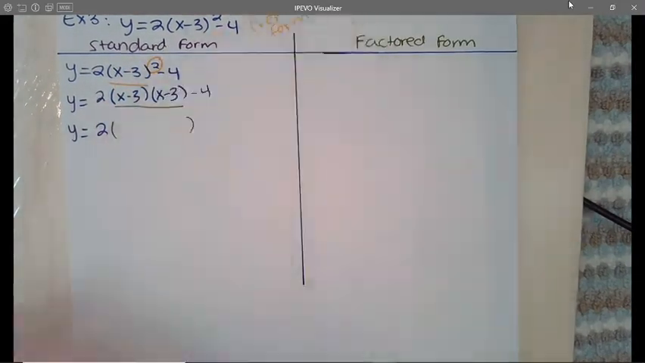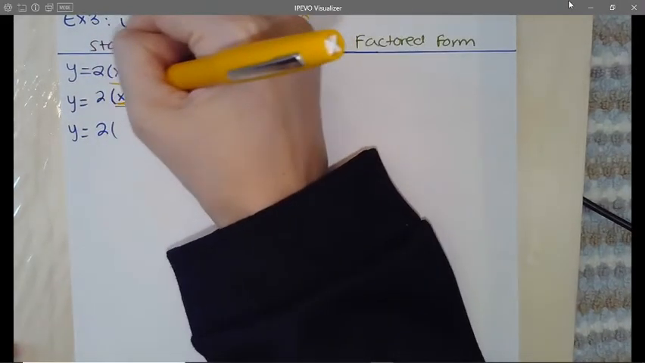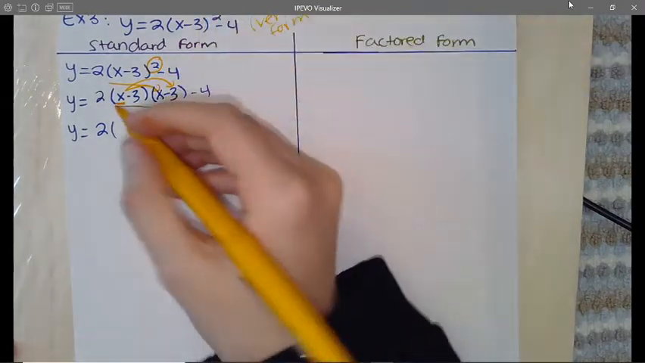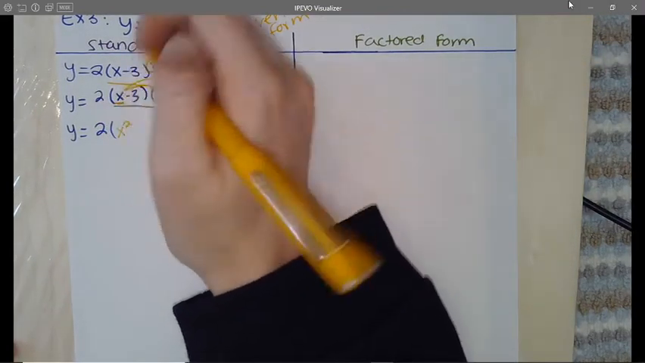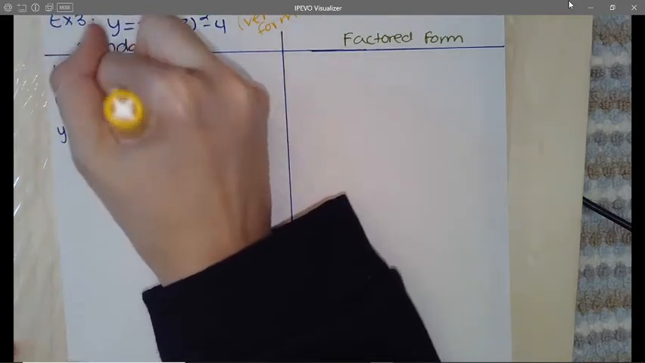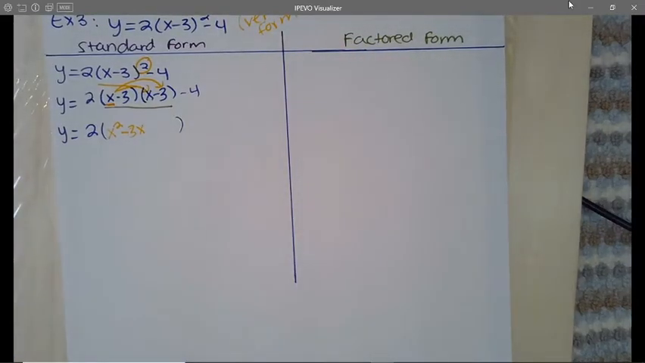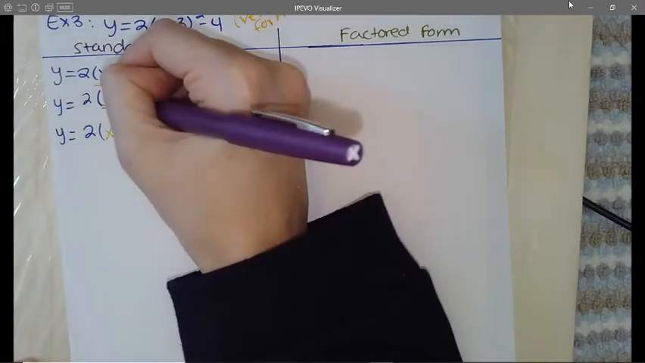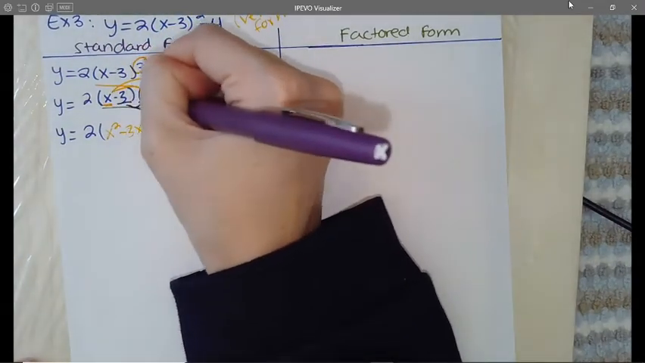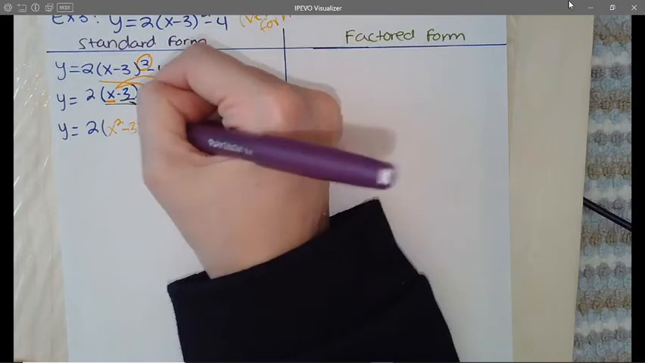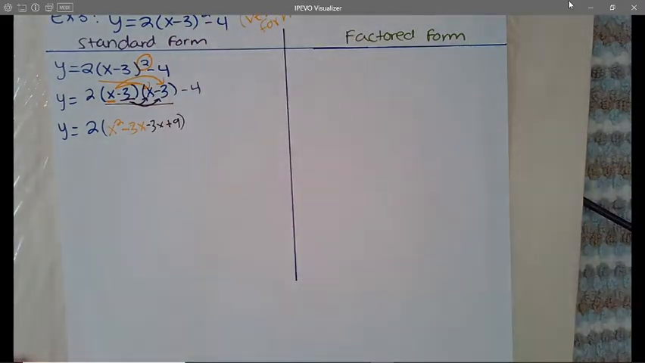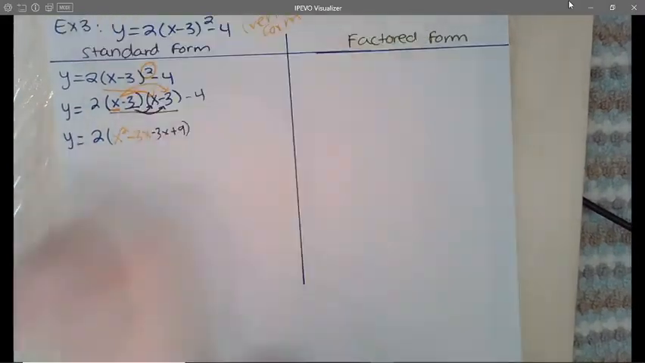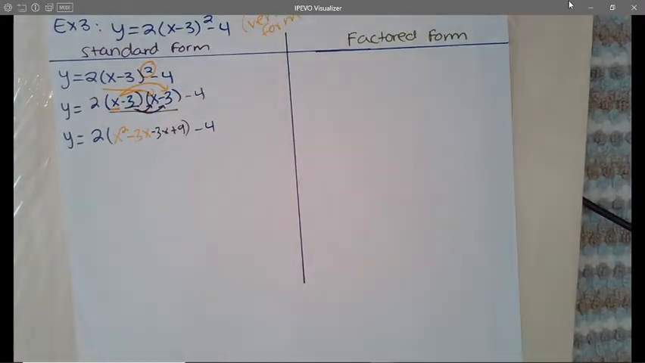Okay, so let's start distributing. I'm going to start with the x term and multiply it to both of these. So x times x is x squared. x times negative 3 is negative 3x. And then let's multiply the other one. I'm going to distribute negative 3 to both of these terms. Negative 3 times x is negative 3x. Negative 3 times negative 3 is 9. And then I'm just going to bring on down the 4 on the end. The 4 is kind of an afterthought right now too.